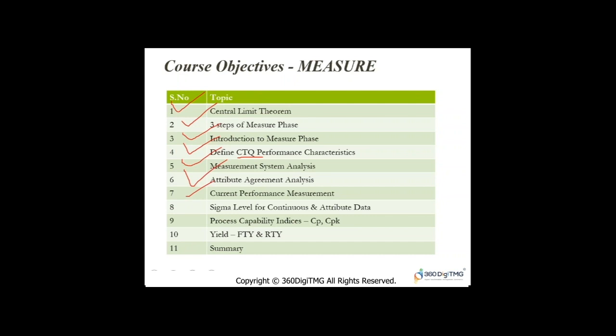We are also going to look into the current performance measurement, using sigma level for continuous data and attribute data. We'll look into the various scenarios. We have 3 scenarios, by the way. We'll look into all of them. Then we will move on to look into the process capability indices. We'll look into Cp, Cpk, what each value means, how to calculate that, and all that.